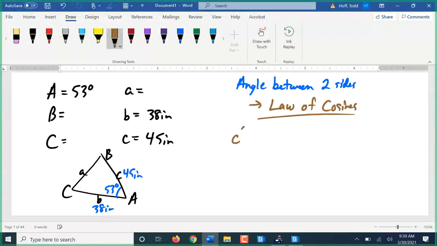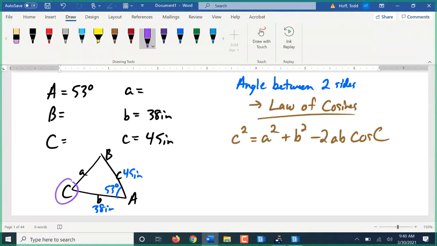Remember, this is c squared equals a squared plus b squared minus 2ab times the cosine of c. However, here, it's not angle C that we're given, it's angle A that we're given. So in our formula, we're going to exchange A and C. So instead of c squared, this will be a squared equals c squared plus b squared minus 2cb times the cosine of angle A.